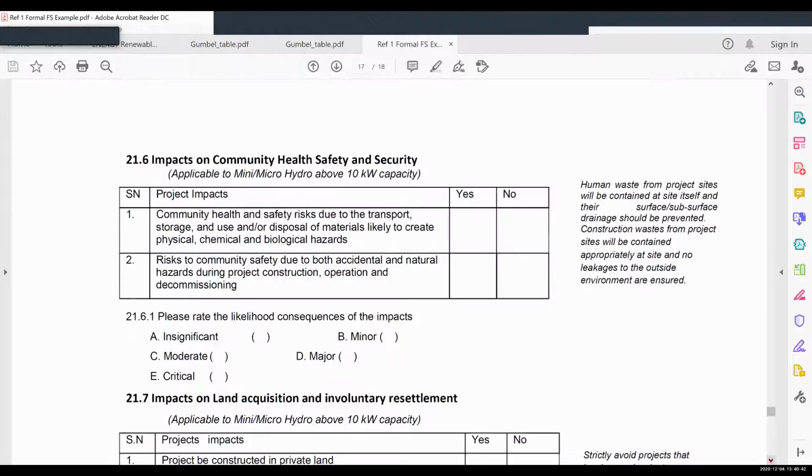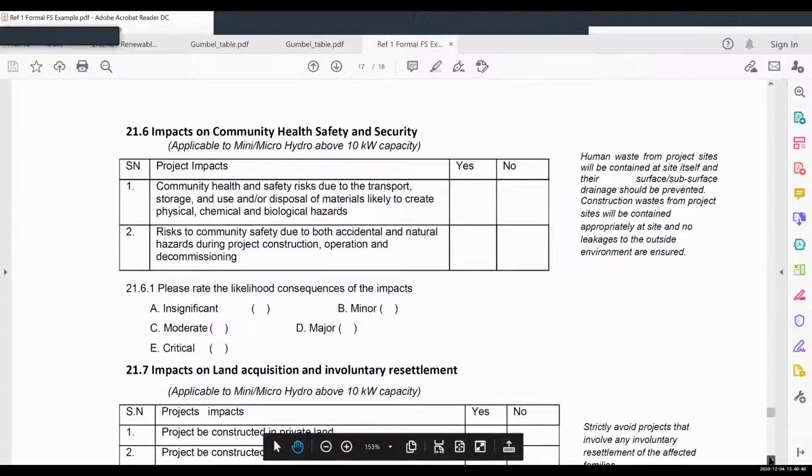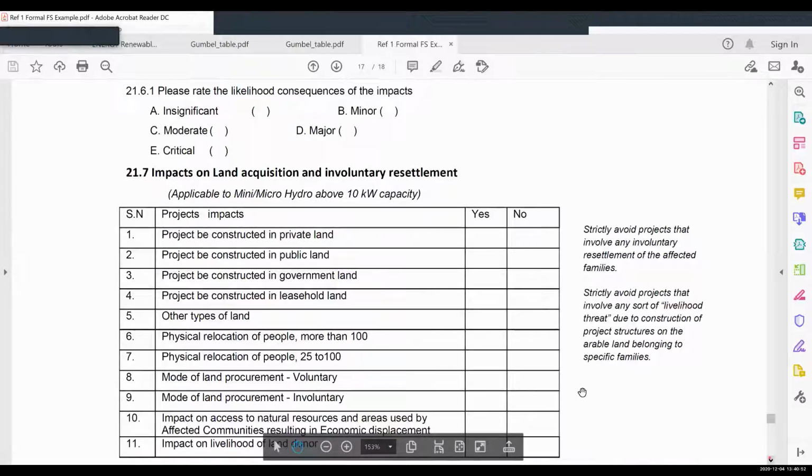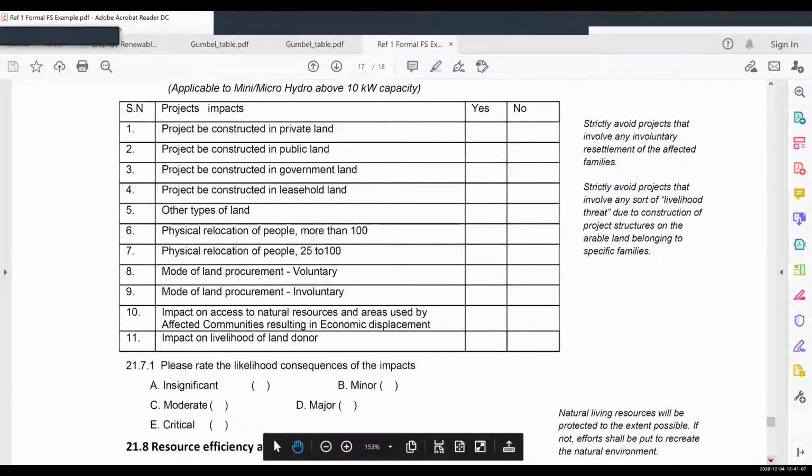I think you can read this on community health and so on. On land acquisition, is there a need that the project needs to take some? Will it be constructed on private land, public land, government land, leasehold land? Do we need to pass through a house, a village? So you want to relocate people. So this also has to be listed, estimated and identified.